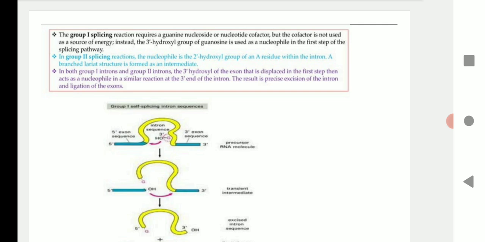A new hydroxyl group is created at that region. Then, by breaking of the phosphodiester linkage, the new hydroxyl group carries out a nucleophilic attack on the 3' end of the intron, so that the exons are spliced together and the intron is eliminated, in which the 5' end is associated with the guanosine residue.